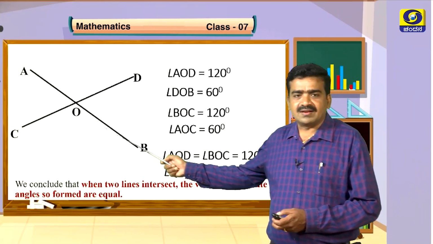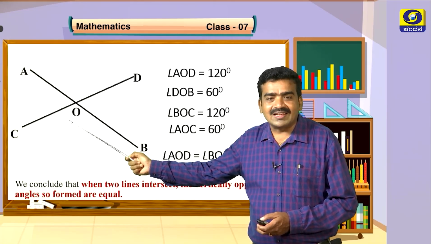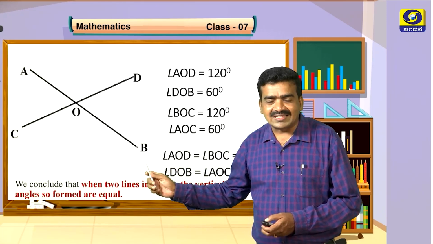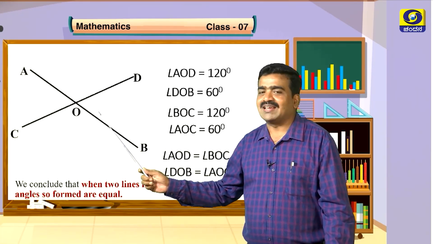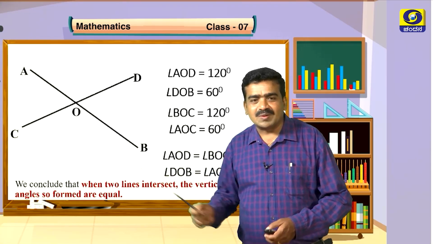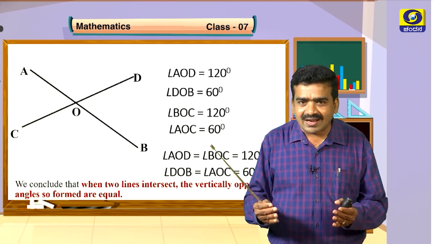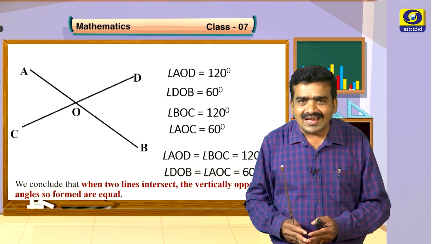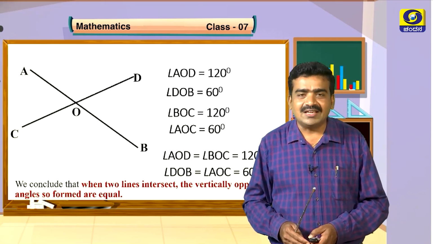See, look at over here. This is the vertex. These two are called vertically opposite angles. The measurement of these two will be 120 degree in this case, and these two are also called vertically opposite angles. Here in this case, these two measure 60 degree. So, what conclusion can we draw by seeing this? Yes, you are right, my dear student. Vertical angles formed by intersecting two lines are always equal.